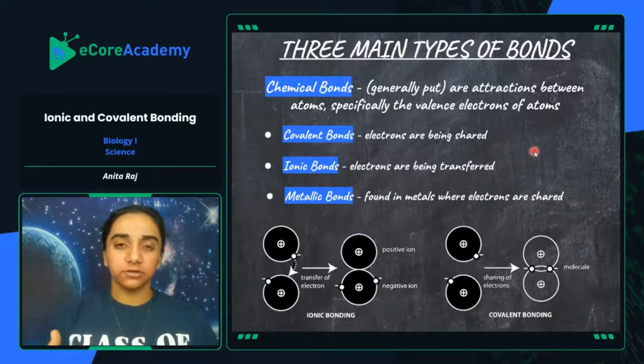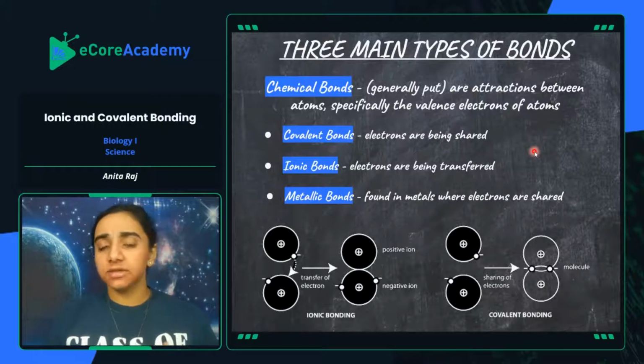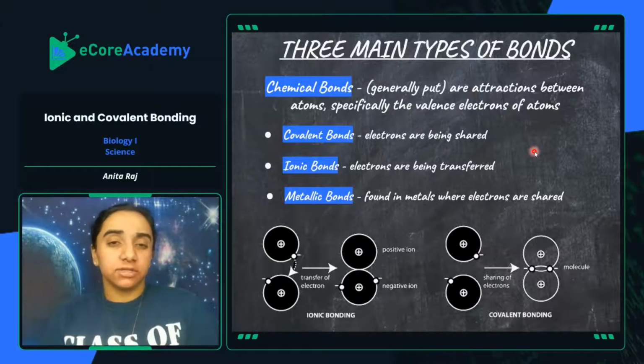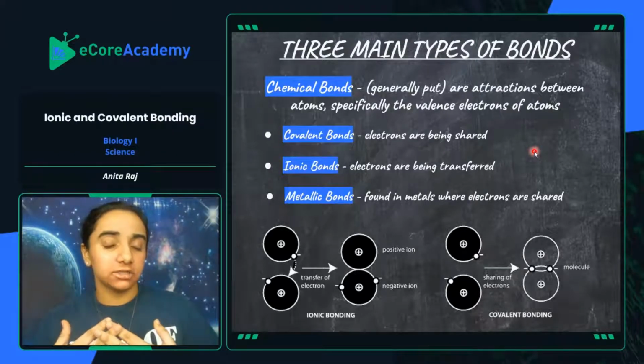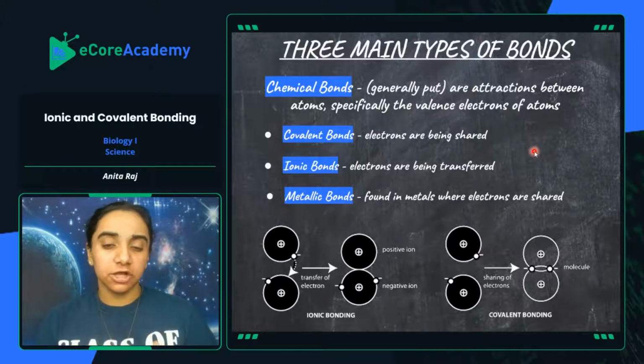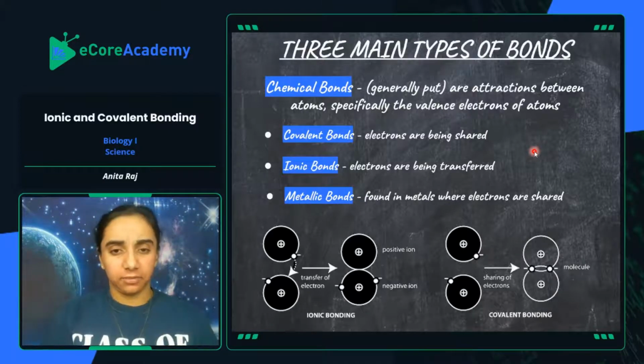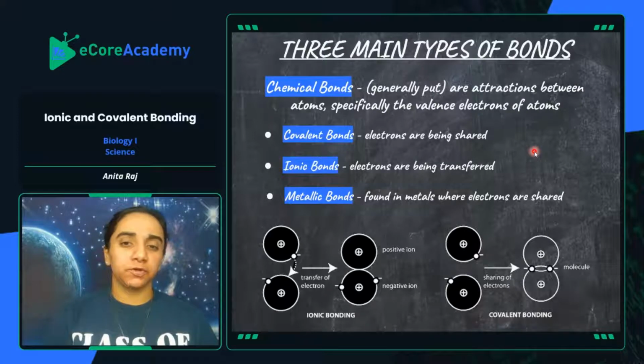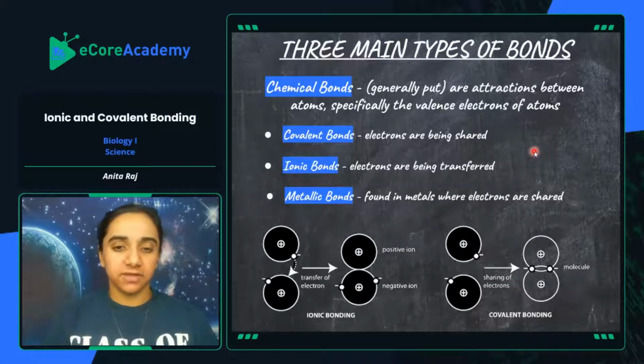So ionic bonds are formed when atoms that want to give up electrons give them to atoms that want those electrons to become an octet in their outermost shell. And that's how an ionic bond forms. Lastly, metallic bonds. Metallic bonds are found in metals where electrons are also shared. They're very similar to covalent bonds, but they happen in metals, and we'll talk about them later because they're a bit different. I'll hold that to the end of the video.